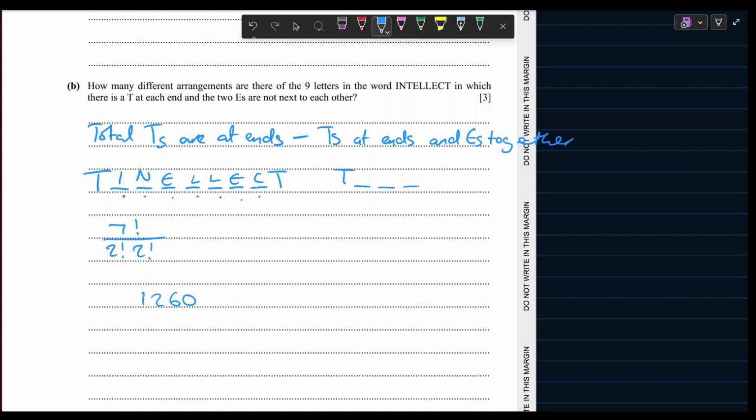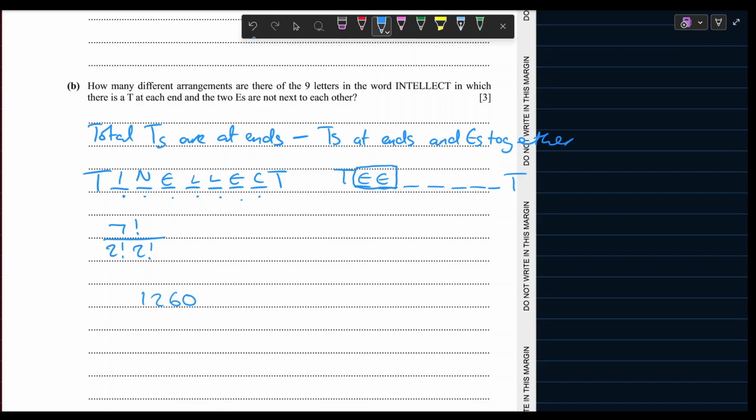Now the T's are again fixed in position. So that's 1, 2, 3, 4, 5, 6, 7, and then a T. But in this case, we want our E's together. So I'm going to group our E's right here into the slot.